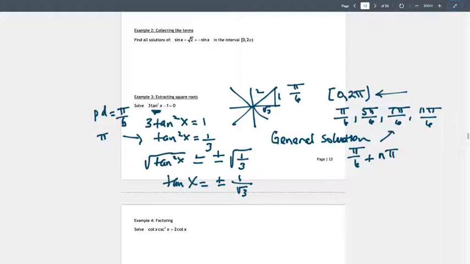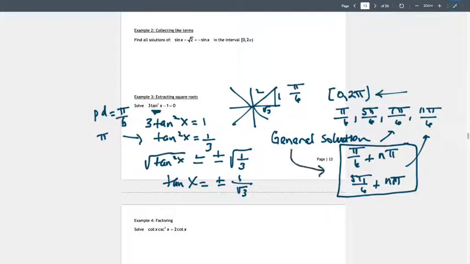So I only need the pi over 6 plus n pi. I also need the 5 pi over 6 plus n pi. And when I add a pi to 5 pi over 6, I'm going to get the 11 pi over 6. So these two answers take care of all of the solutions for this one. And this one wanted the general solution, so I have to write it like this. And technically, I should also say that n is a set of integers. All right, let's do some more.